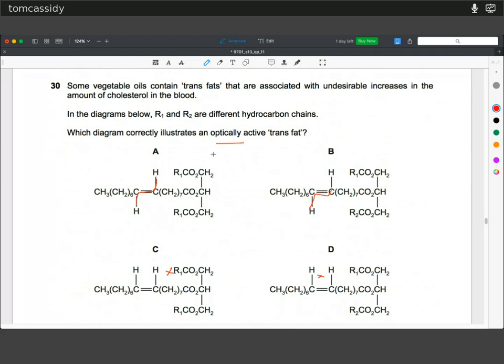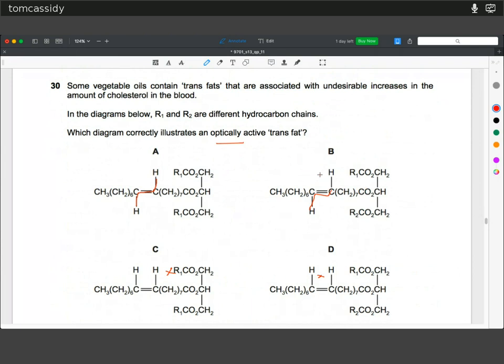It's very similar to the question we had earlier on. So we're looking for the carbon here to have two different groups. Now, you see this carbon atom here has got hydrogen, and it's got all of this hanging off on the left, but above and below, those are identical. So that doesn't have four different groups or atoms bound to it.